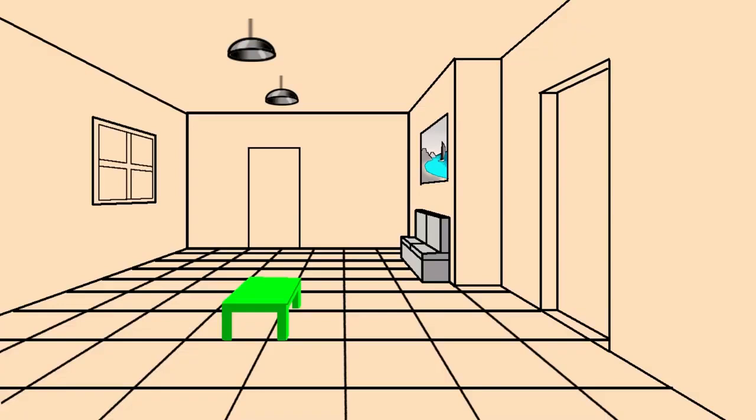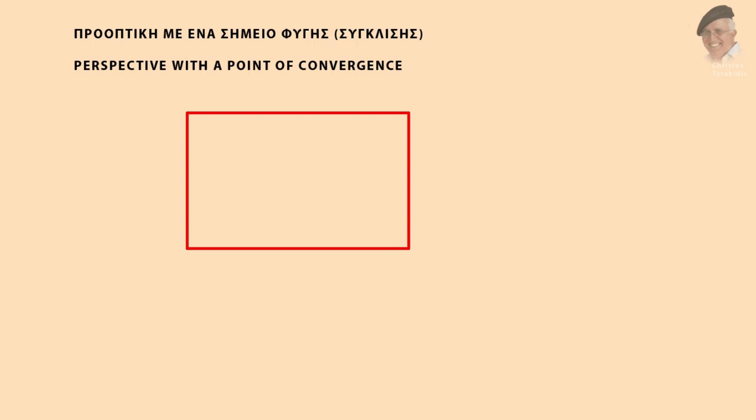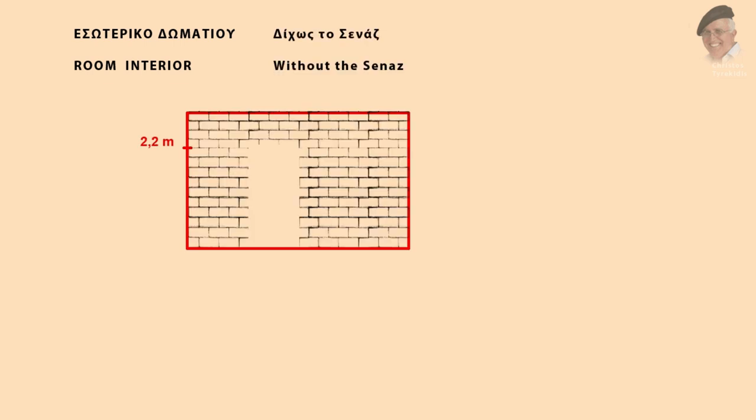Let's design the interior of a house with a vanishing point. The wall is 3 meters high. When building with bricks, they leave gaps for doors and windows. At 2.2 meters, the height of the door. So that the bricks do not fall into the void, they first build the sill with concrete.